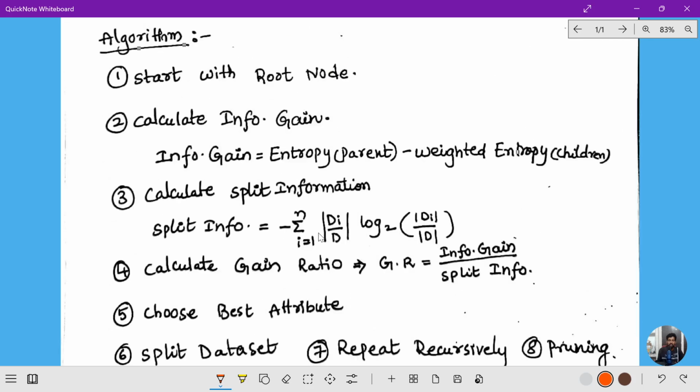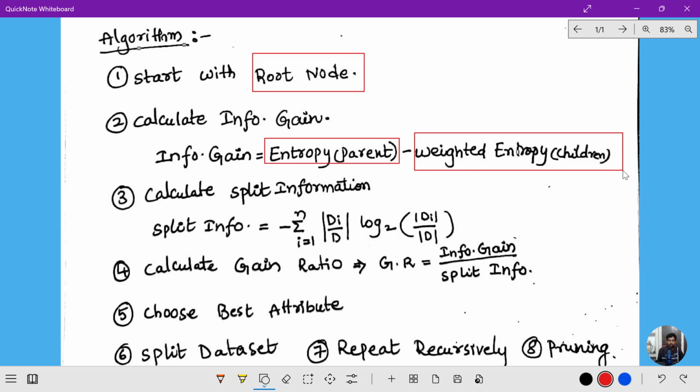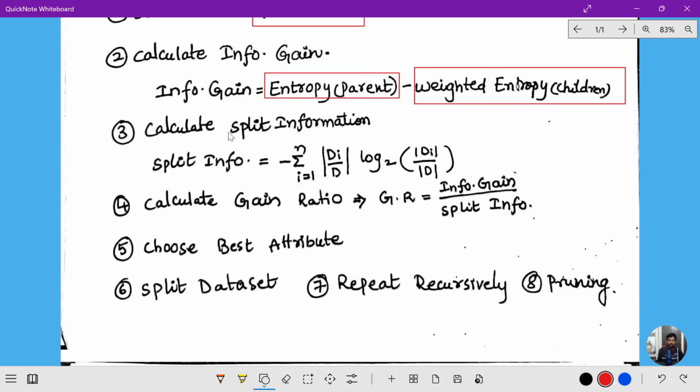Let us see the algorithm. First, you need to select the root node and calculate the information gain. How to calculate information gain? That is equal to entropy of parent minus weighted entropy of children. Now calculate the split information. How to calculate the split information? Minus sigma i equals 1 to n, |Di|/|D| log2 of |Di|/|D|. So this is how we calculate the split information. Why do we need to calculate the split information? Because we need to calculate the gain ratio.